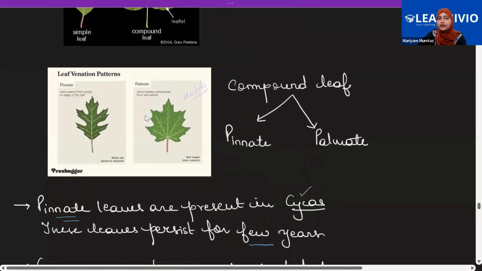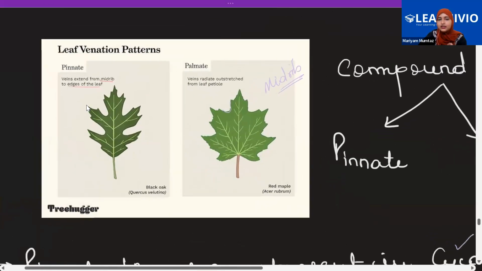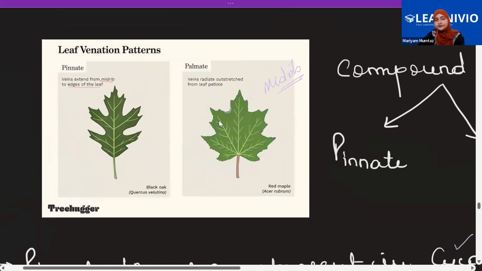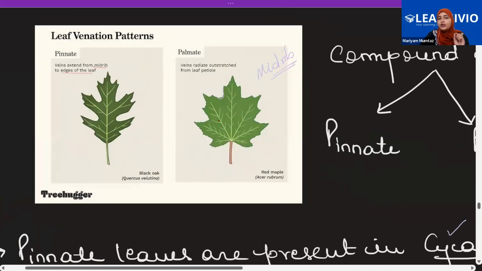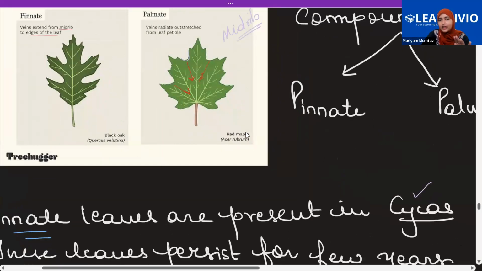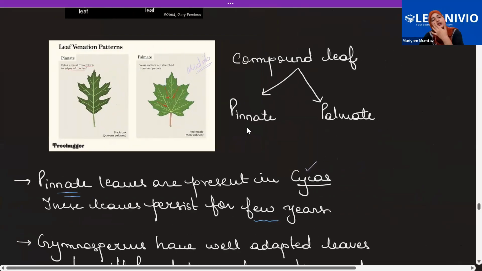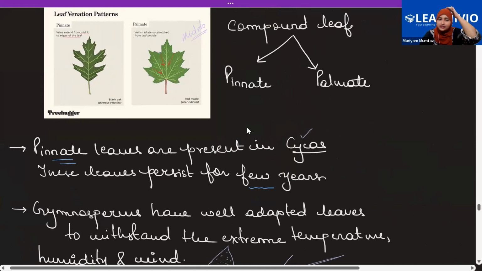Now the compound leaf is further of two types: pinnately compound or palmately compound. Pinnately compound means that their incisions will be deep. Palmately compound will be widespread and they will not touch the midrib. They will nowhere be close to this middle stalk. The pinnate leaves are present in the case of cycas.